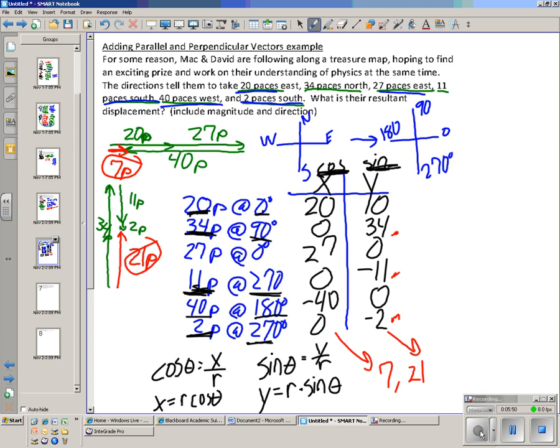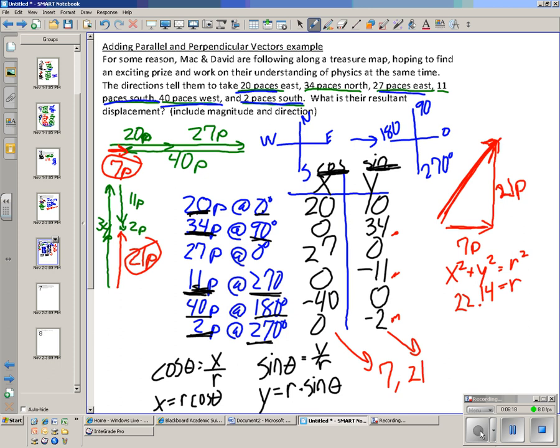Anyhow, now I just have to combine these. This is my 7 paces, this is my 21 paces, and my resultant would be right here. I use the Pythagorean theorem here. That's x squared plus y squared equals r squared. R is equal to 22.14 paces. And then because I have my x and my y, I'm going to use the tangent of theta.